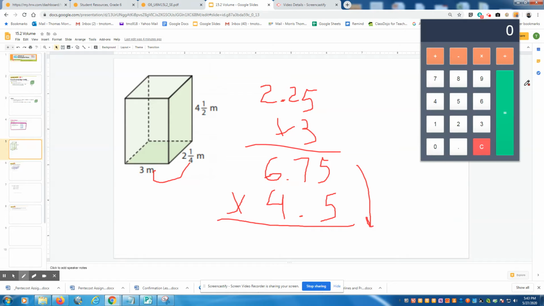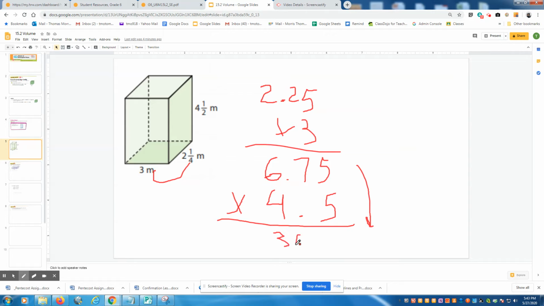You can get a Chrome extension now, and now you would type this in, 6.75 times 4.5, and then you have 30.375. All right, the other way you can do it is using fractions.